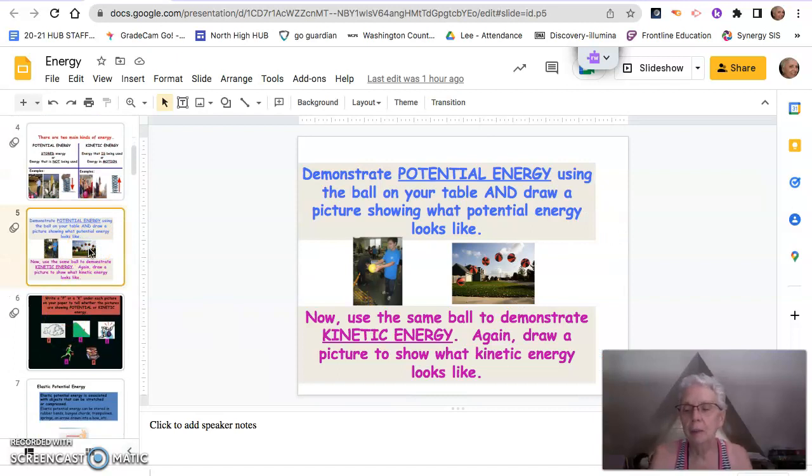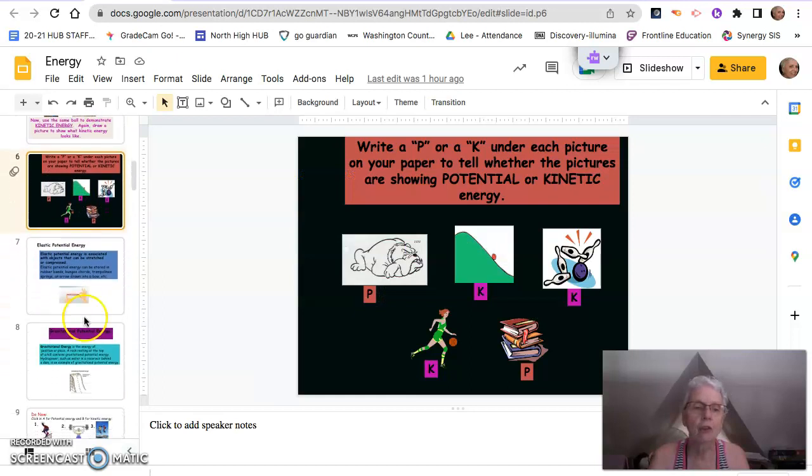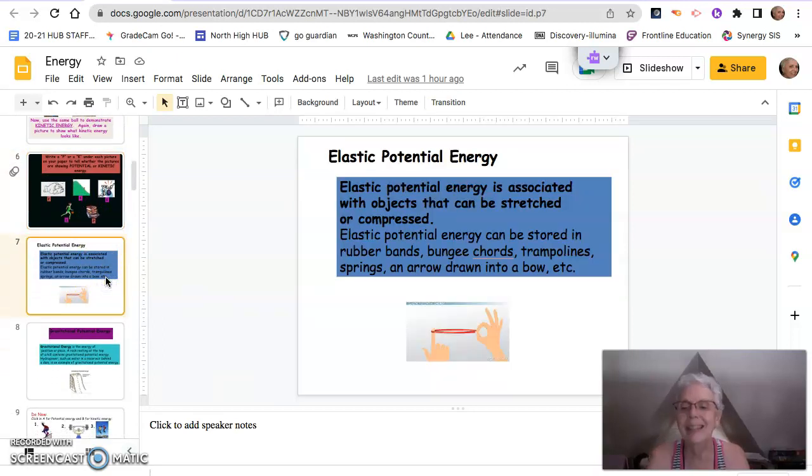So to demonstrate potential energy in the classroom, we're going to have a ball sitting on your desk. You are going to take that ball and you're going to draw what the potential energy looks like and then what the kinetic energy looks like. And then I have you do some potential versus kinetic energy questions.